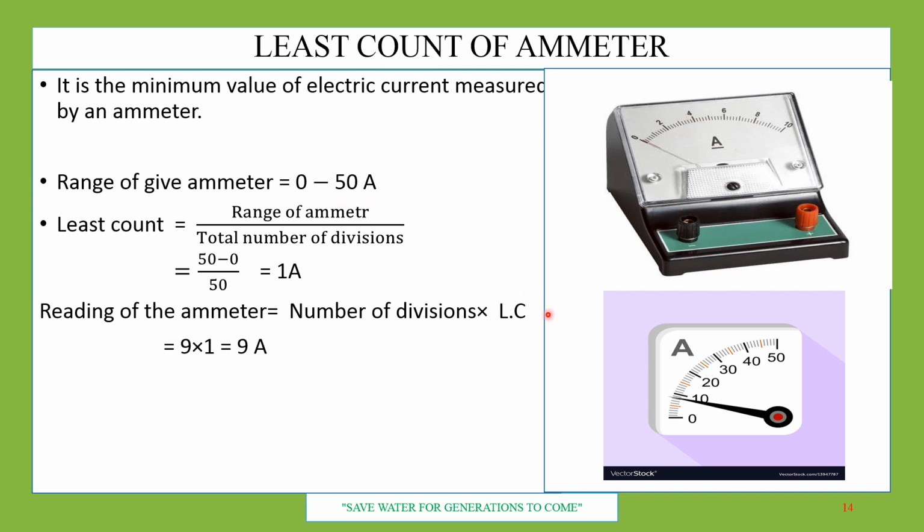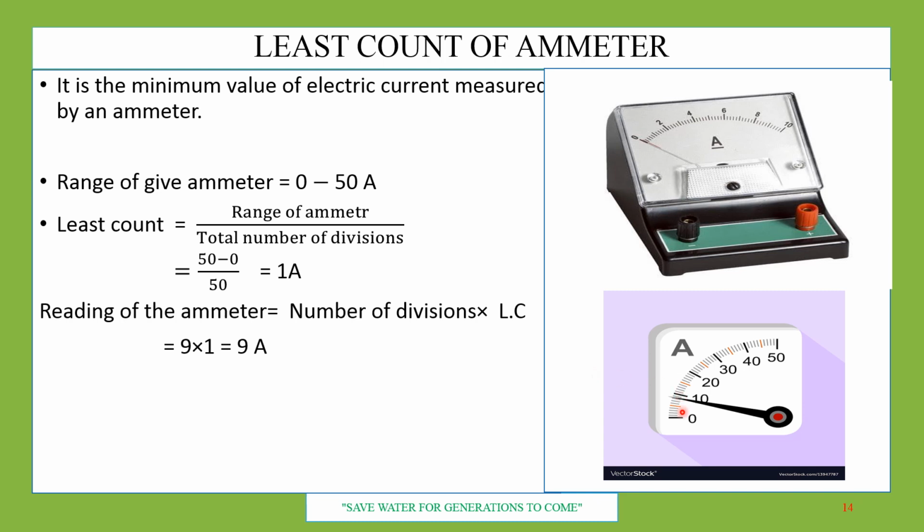Now range of ammeter, here in this is the second case. Here you can see it is 0, and if we come to 50, its range is 0 to 50, meaning it can measure up to 50 ampere of current. And here this ammeter can measure 0 to 10 ampere of current. Got it? Now the least count formula: least count is equal to range of ammeter upon total number of divisions. So here in the second case, 0 to 50 upon 50 divisions. Therefore it comes out to be 1 ampere.